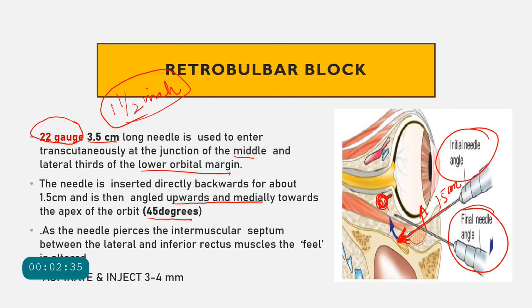As the needle pierces the intramuscular septum, you are going to feel a resistance or a giving up of the resistance. After you enter, before injecting, you always have to aspirate 1 to 2 ml to see if any blood is coming into your syringe. If there is, that means you are inside some vessel, so you have to immediately withdraw your needle and not inject the local anesthetic agent. However, if there's nothing like that, then you can proceed with injecting, and the amount of anesthetic you give for a retrobulbar block is about 3 to 4 ml only.